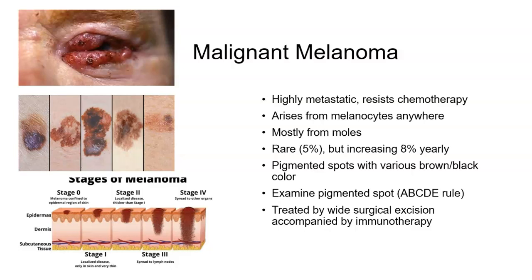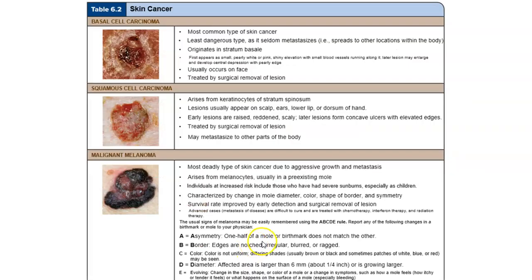Now, when you're looking at these, we can use something called the ABCDE rule to examine moles. I'm going to swap to this slide so we can look at A, B, C, D, and E. When you have a mole, you need to be aware of what it looks like, how big it is, what color it is. Look at all of these characteristics so that you know if it has changed and is potentially a malignant melanoma.